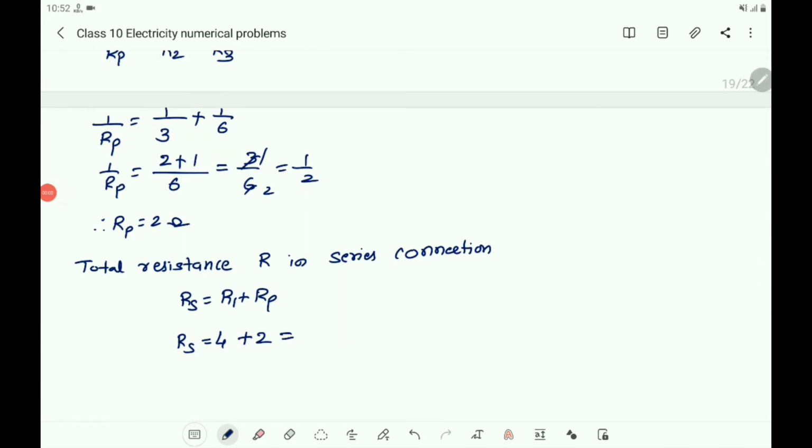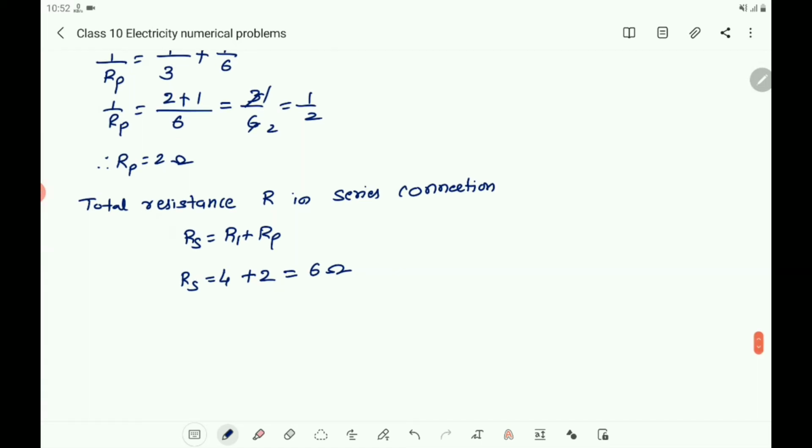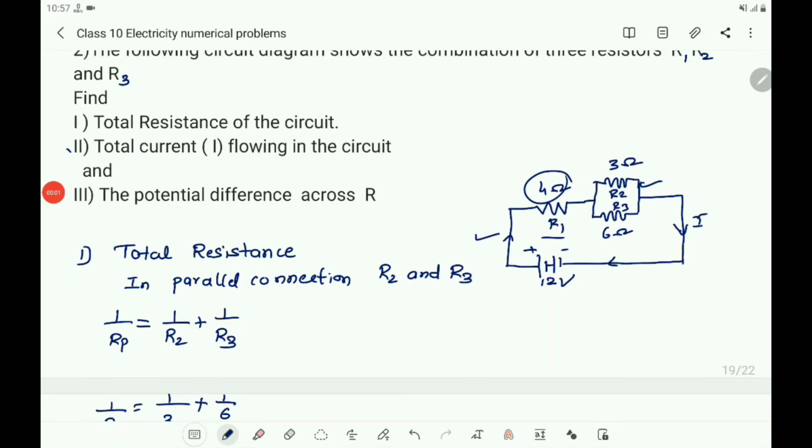That equals 6 ohms. Therefore, the total resistance of the circuit is 6 ohm.